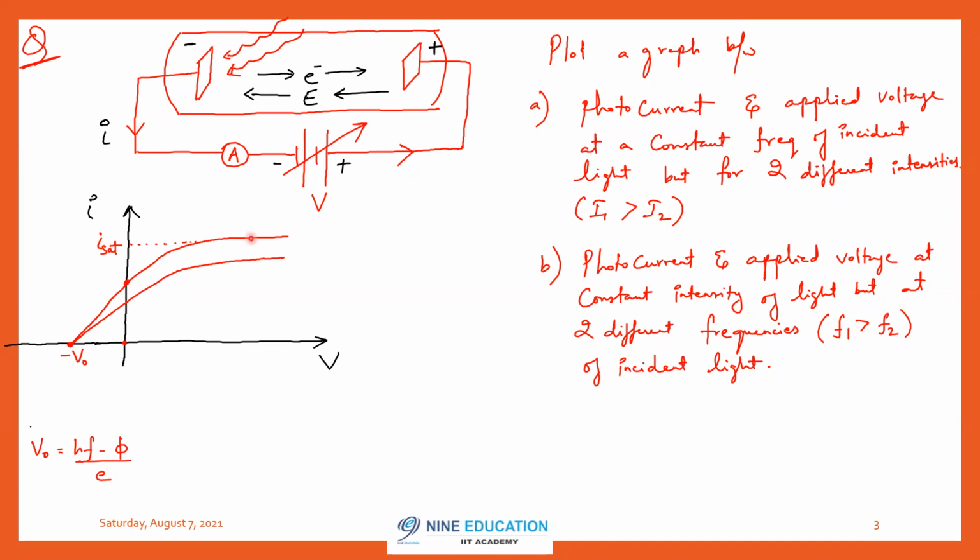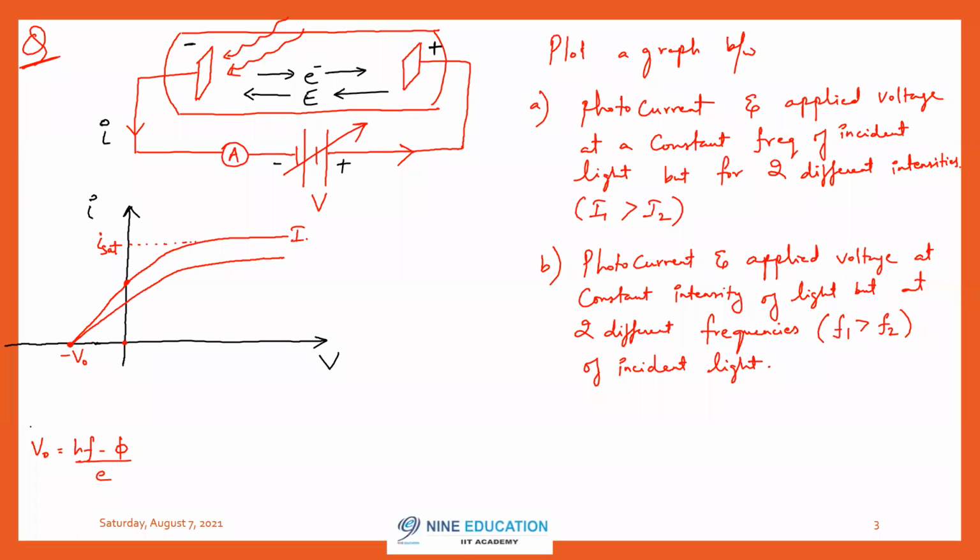Now, which is I1 and I2? Which is I1 out of these two lines? Top line or bottom line? Top line, obviously. Higher intensity, meaning more number of photons are falling on this plate and more number of electrons are coming out of the plate. So more current. So more will be saturation current.